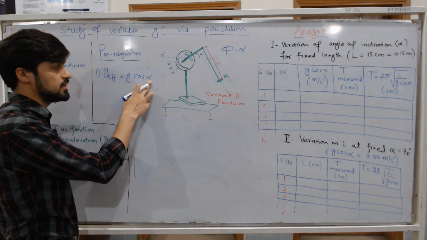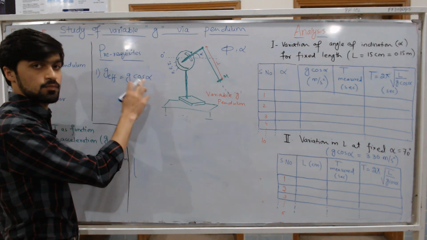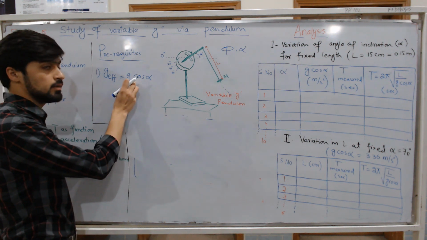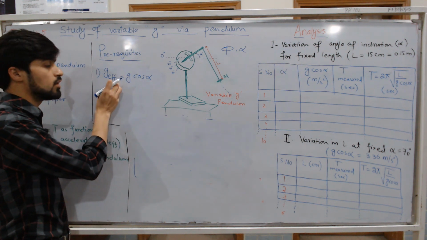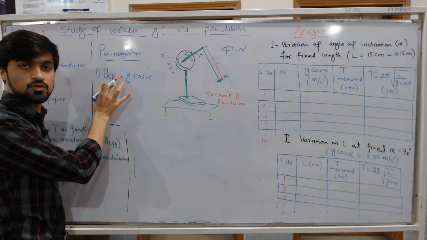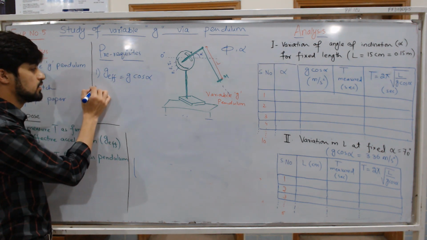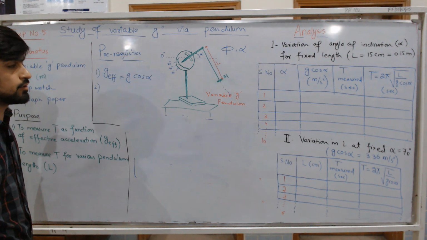If this is 10 degrees, then cos 10 will give some value, and that value will be multiplied with 9.8, and the value of g effective will change. So this is actually the understanding of this value, or the understanding of this equation.